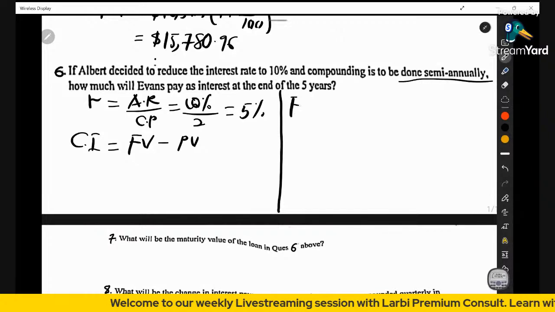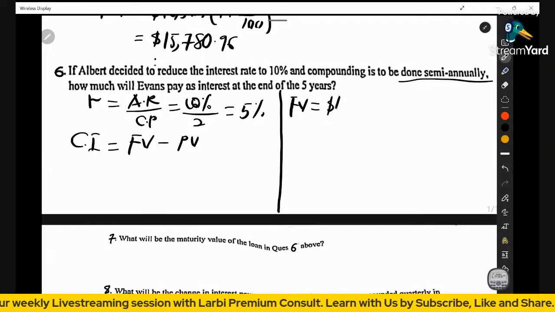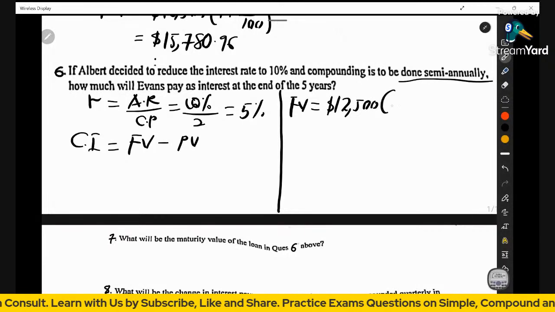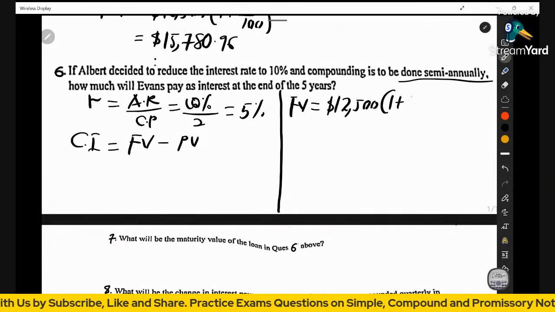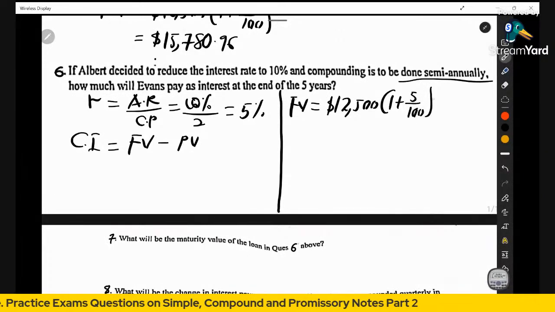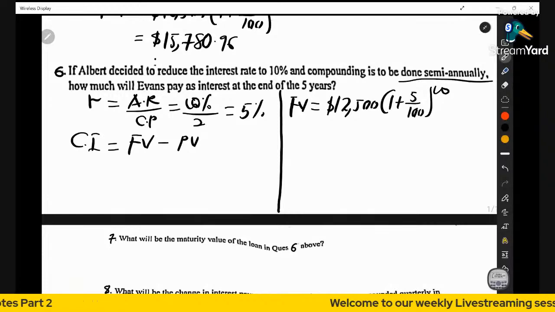So our future value then is going to be the present value, which is 12,500, multiplied by 1 plus R, and this is going to be 5 out of 100, to the power 10, which is the 10 times, because the compounding period and the time haven't changed. It's only the rate that was changing. So let's take note of that.